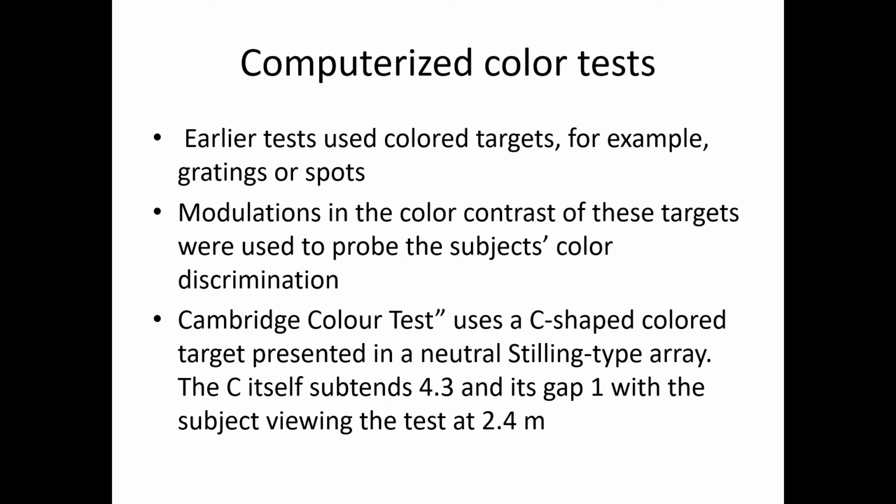Computerized color tests. It is an earlier test. They used color targets such as gratings and spots. But newer ones modulate the color contrast of these targets to probe the subject's color discrimination. A commercially available test is the Cambridge color test. It uses a C-shaped color target presented in a neutral Stilling-type array. The C itself subtends an angle of 4.3 degrees with a gap of 1 degree, and the subject views the test at 2.4 meters.